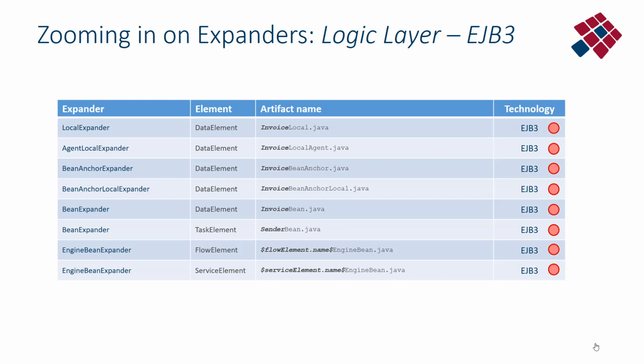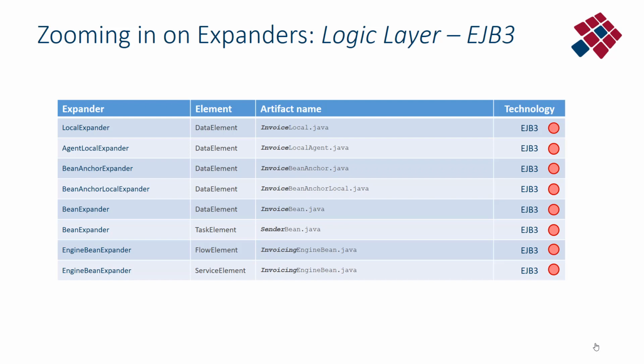Now suppose we have a task element sender, like we have been using in our artifact. We would have a sender bean. And for the flow or the service element, and that's kind of a variation of the flow element, then we could have, for a state machine or a flow on the invoices, a flow element, for instance, called invoicing, and then the artifact would be called invoicing engine bean.